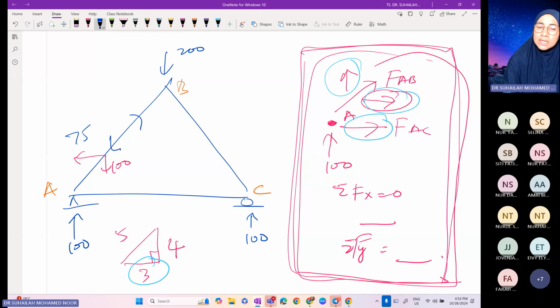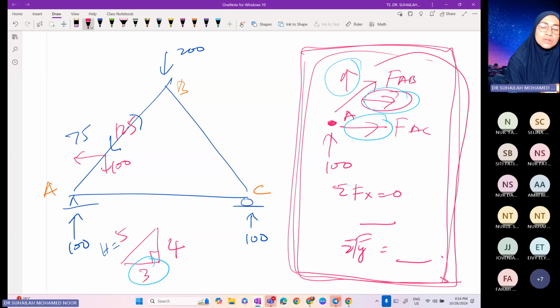Yang H ni lah. H ni kan? H5 ni maknanya kalau 4 is equivalent to 100, 3 is 75. 5 berapa? 5 is 1 to 5. So this is how we actually analyze truss. Analyze member forces in truss using easy method.